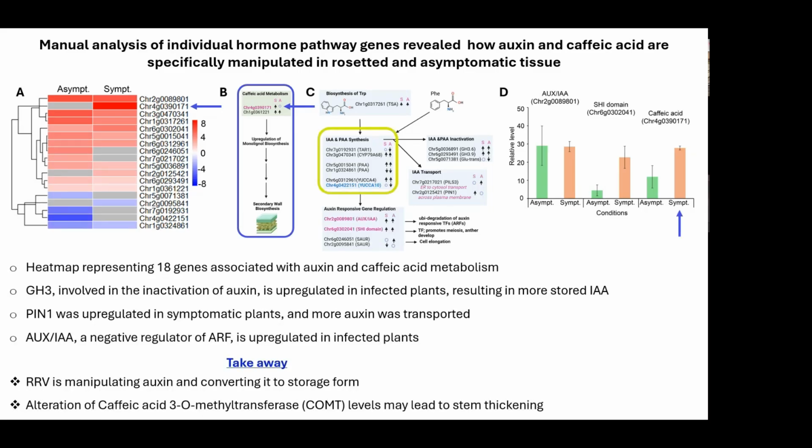And then we went ahead to look at auxin biosynthesis, and we found some interesting genes involved in auxin biosynthesis, like TAR1 and YUCCA, which are involved in biosynthesis. As you can see here, we're expecting the YUCCA genes are manipulated because some of them are upregulated, some are downregulated. And when we looked at the auxin responsive genes, we found one gene, which is AUX/IAA, a negative regulator of auxin, and it was upregulated in both conditions, that is symptomatic and asymptomatic.